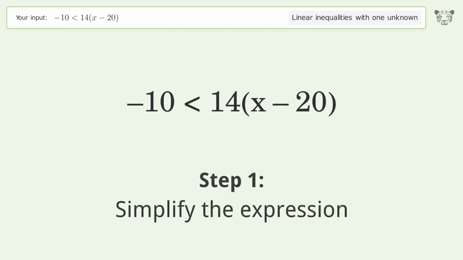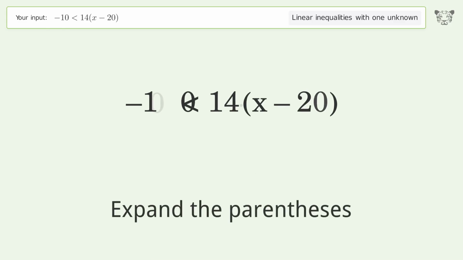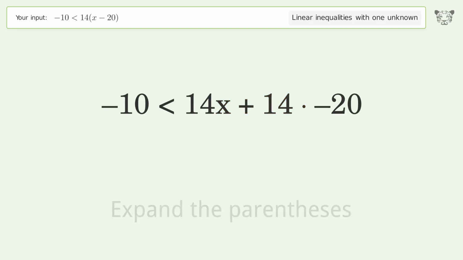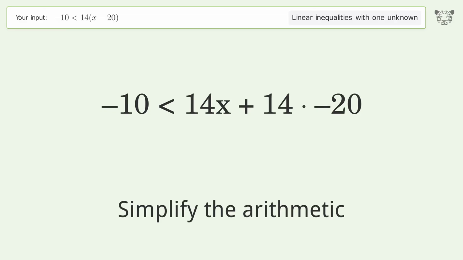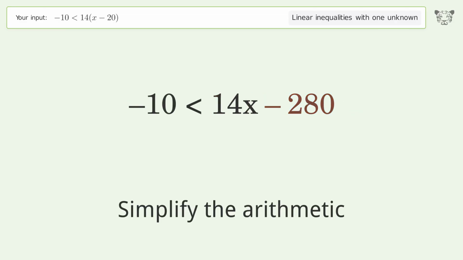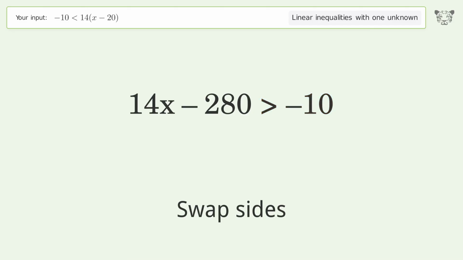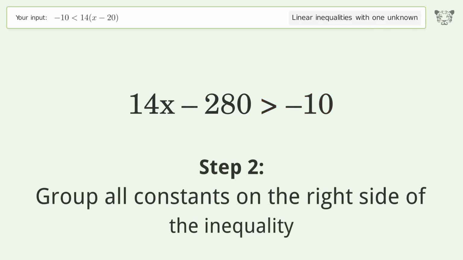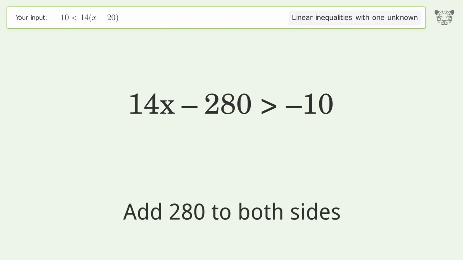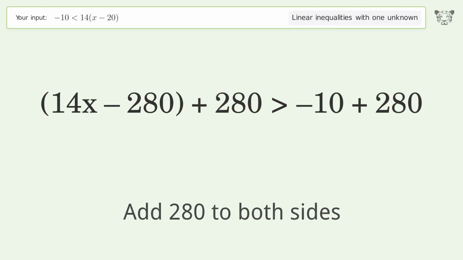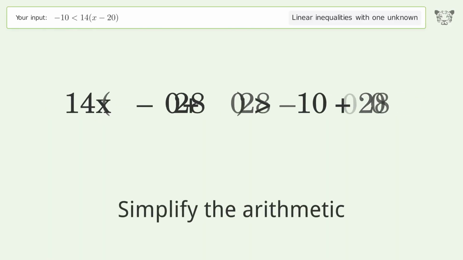Simplify the expression. Expand the parentheses. Simplify the arithmetic. Swap sides. Group all constants on the right side of the inequality. Add 280 to both sides. Simplify the arithmetic.